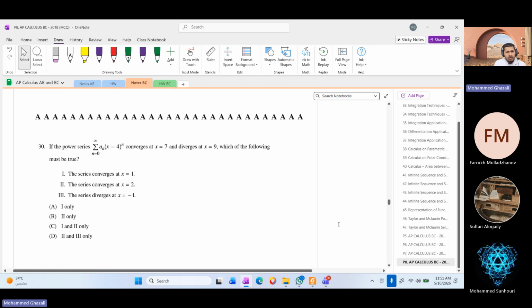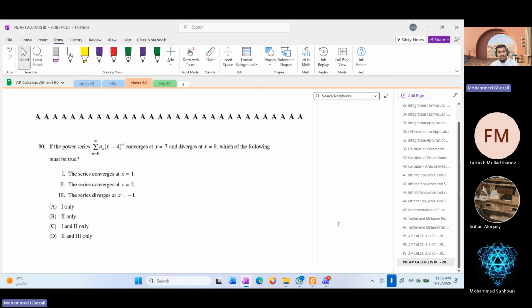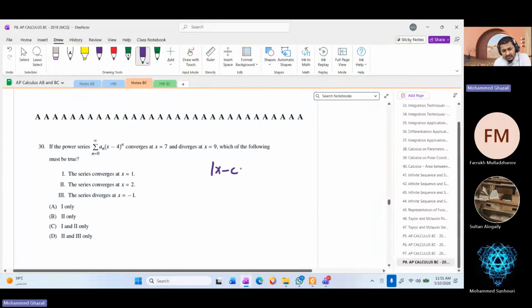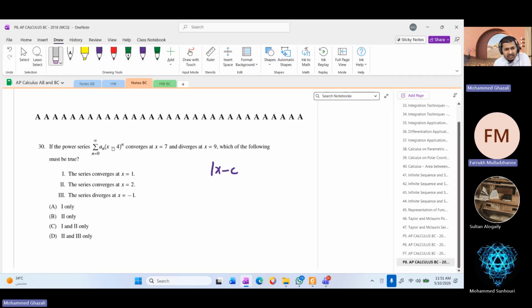Last one. If the power series the sum of a_n times (x minus 4) to the power n converges at x equal to 7 and diverges at x equal to 9, which of the following must be true? Now, when is the power series convergent? By the ratio test, remember, we end up with absolute value of x minus c. What's the value of c here? 4. Absolute value of x minus c is less than r. Isn't that the radius of convergence?